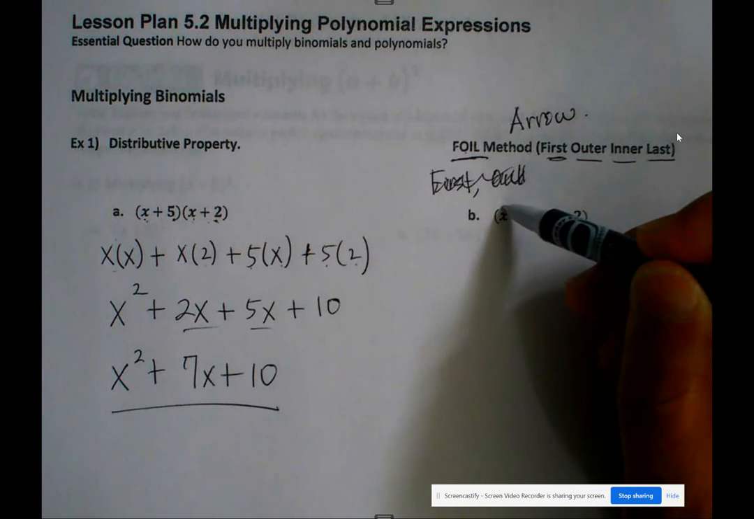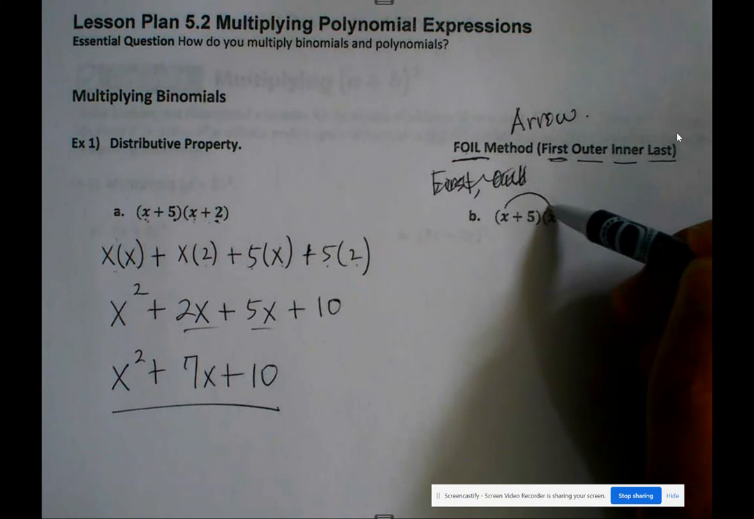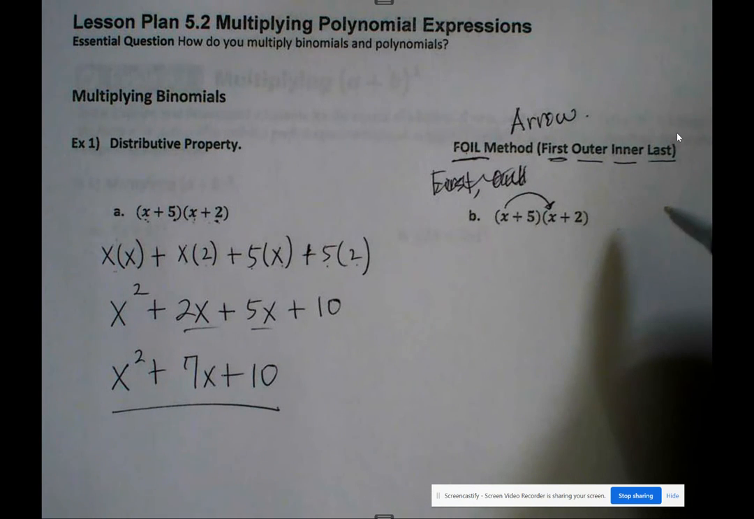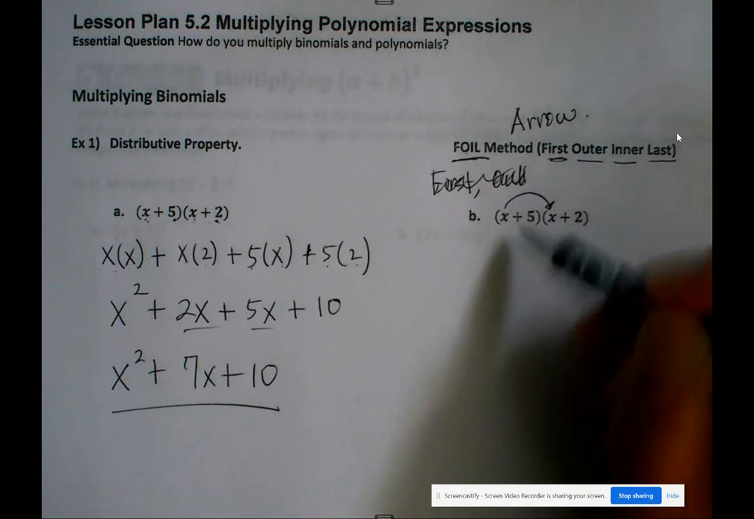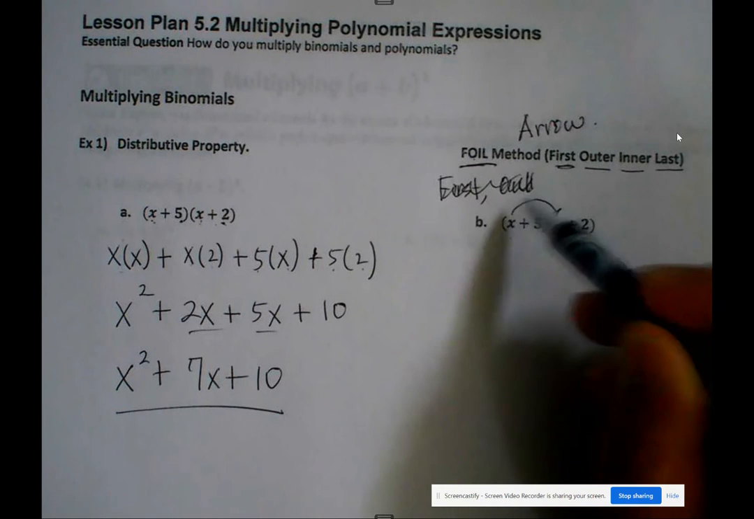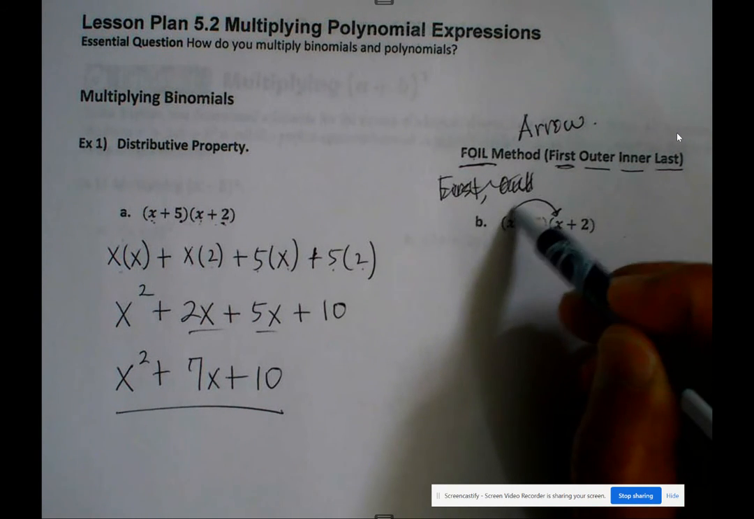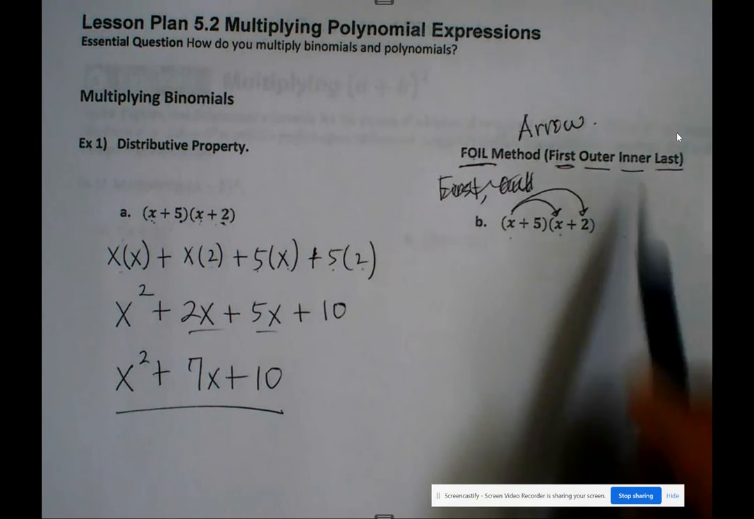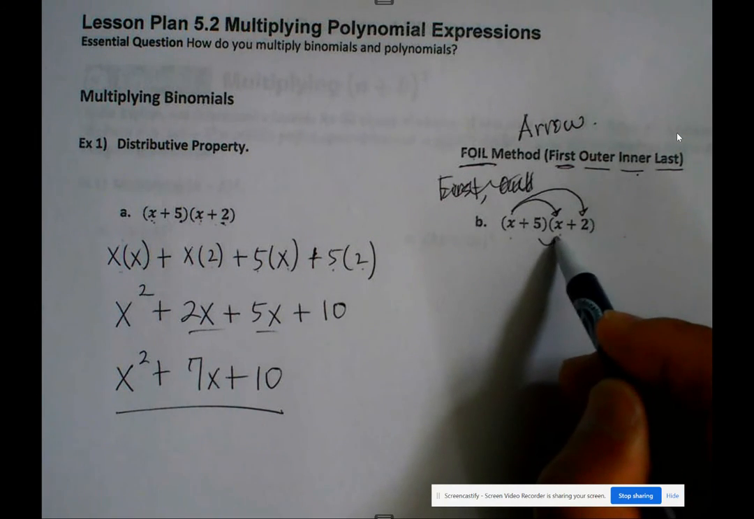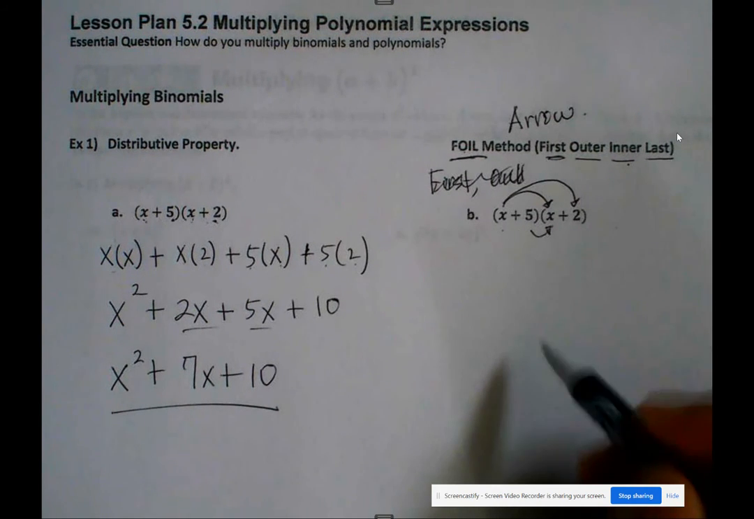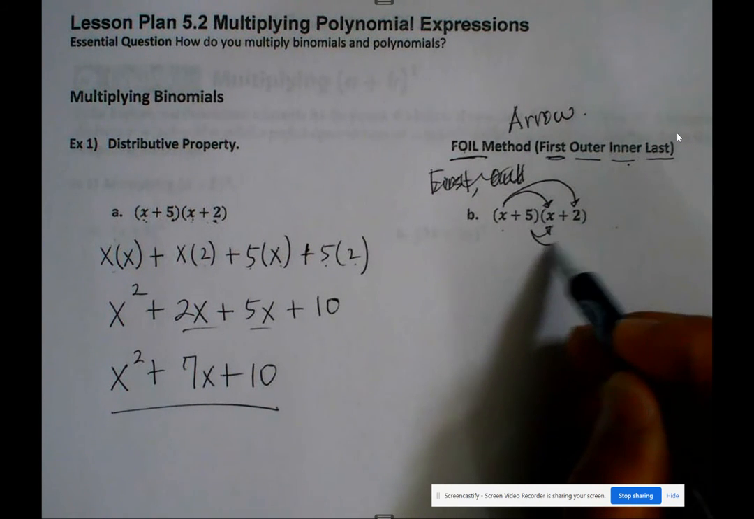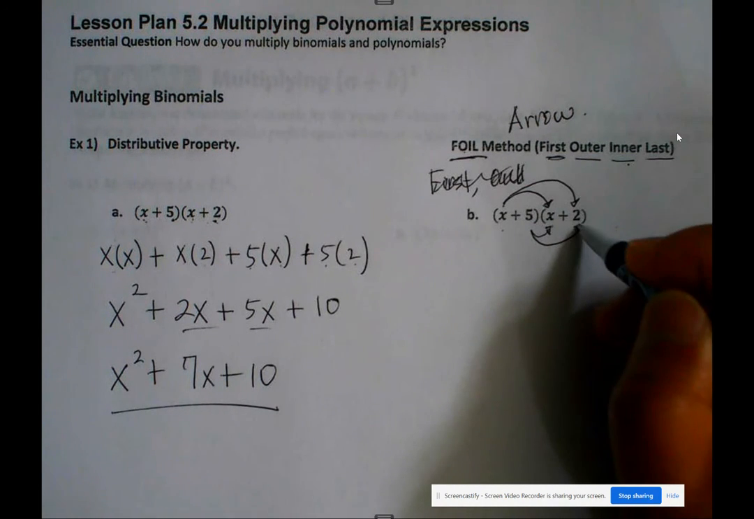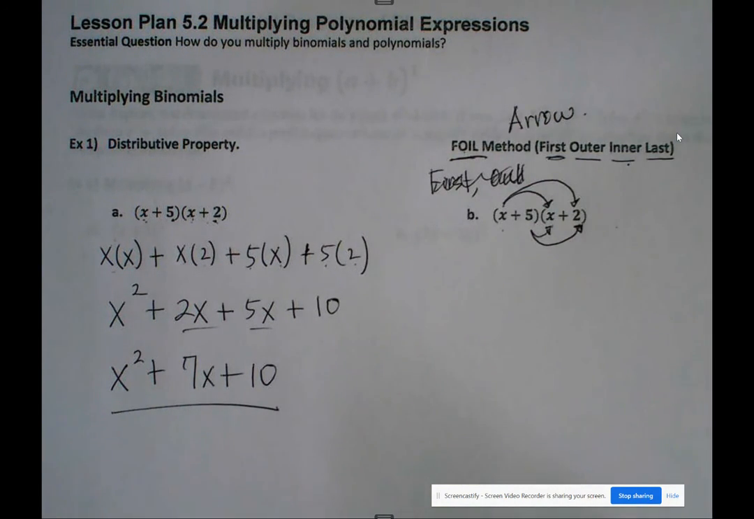So I want to take the first one and multiply it to the first term, using the arrow like that. Okay? So first one and first one, and O is outer, so outer one with the outer one. Do you see it? And then it says inner. These are the inner ones right there. Do you see the inner ones? And the last number with the last number in each term. Do you see that?